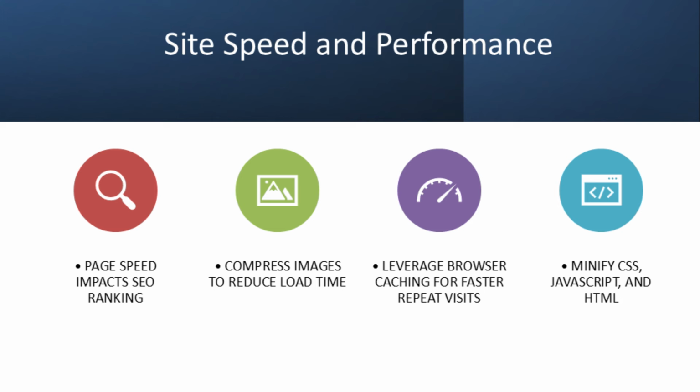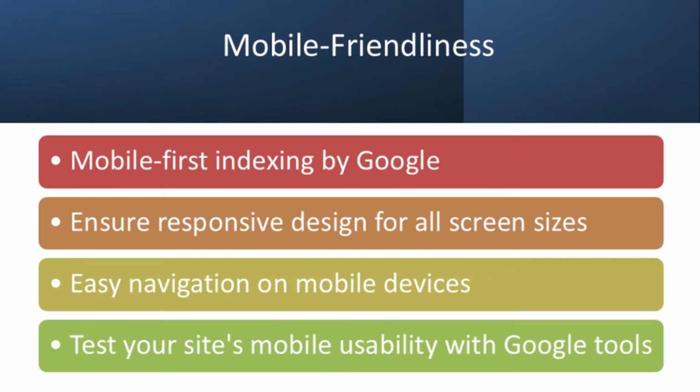Use tools like Google PageSpeed Insights or GTmetrix to test your site's speed and find areas which need improvement. Then, third is mobile friendliness.